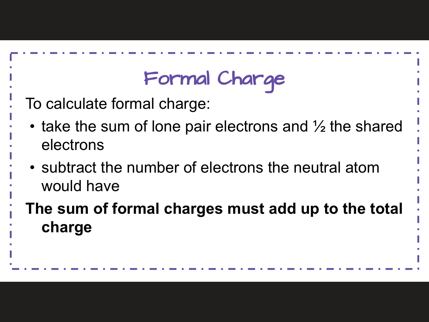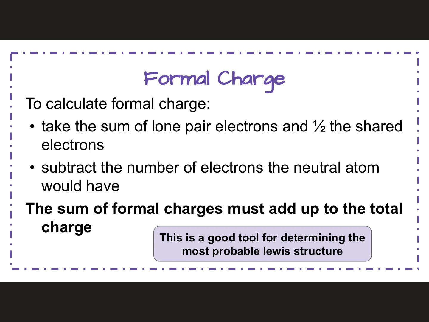The sum of those formal charges must add up to the total charge. So those formal charges that we calculated in that first step have to add up to the total charge. This is a good tool for figuring out the most probable Lewis structure. I'm not going to ask you a specific question where I say, label the formal charges for these atoms. But you might have a Lewis structure problem where you have to draw out the formal charges in order to help you figure out what the right answer is.